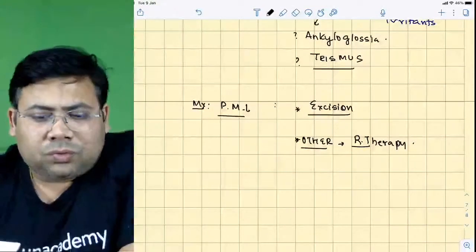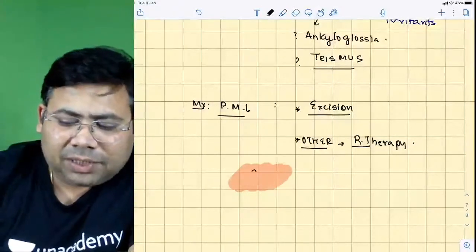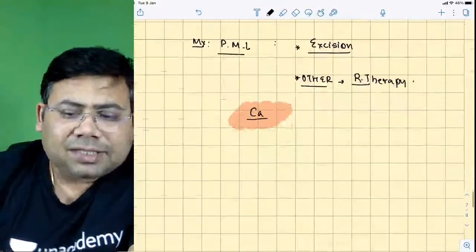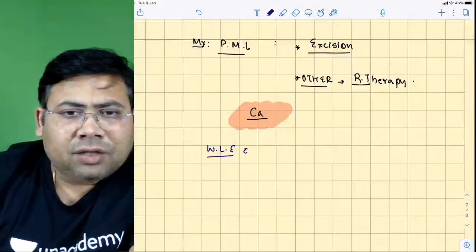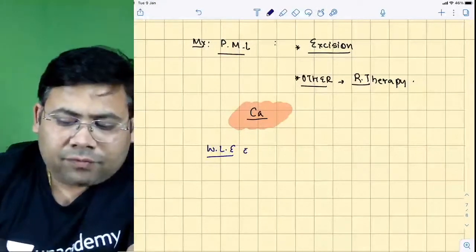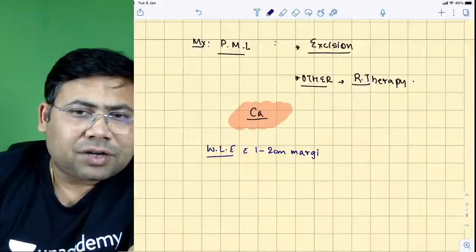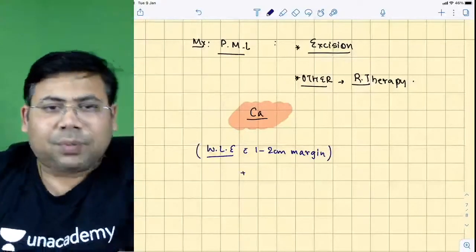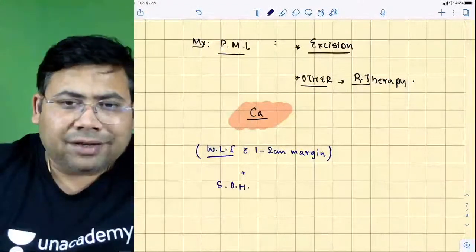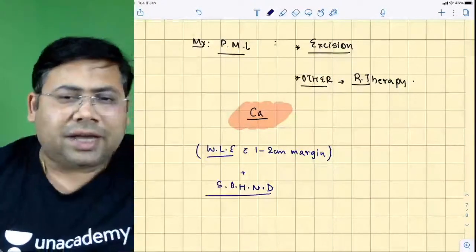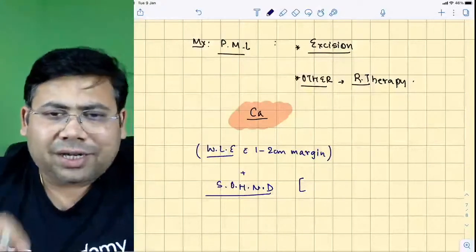In contrast to the management of a pre-malignant lesion, if you are dealing with a cancer, the management is a bit different. If it is a cancer, you need to do a wide local excision with a 1 to 2 centimeter margin. At least 1 centimeter margin is required. Along with this, compulsory for every patient, you do a suprahomohyoid neck dissection, SOHND.